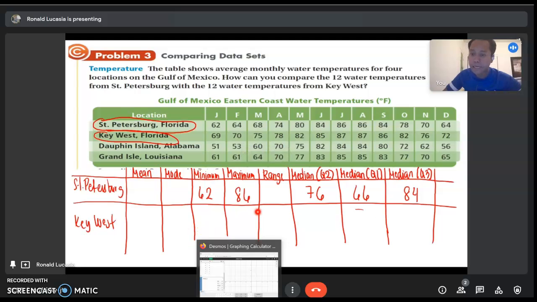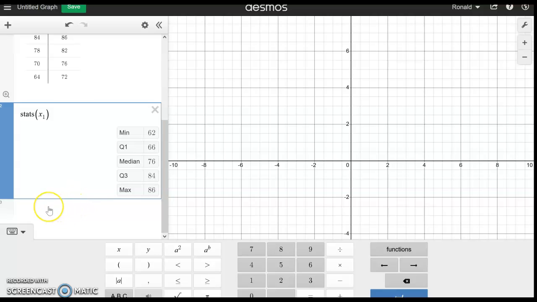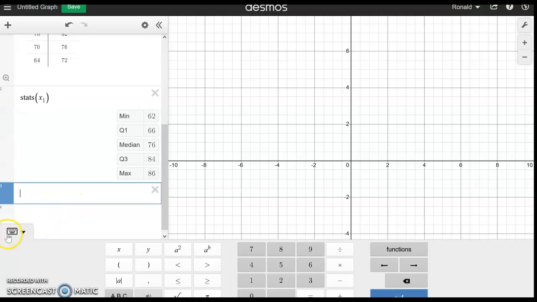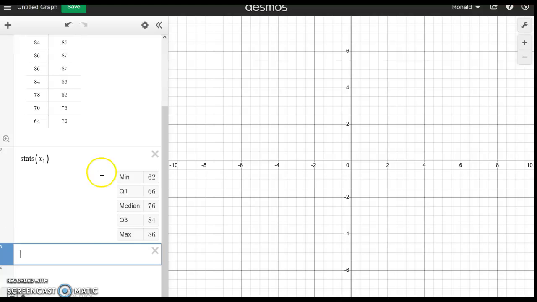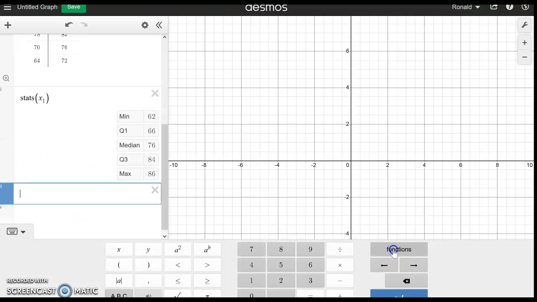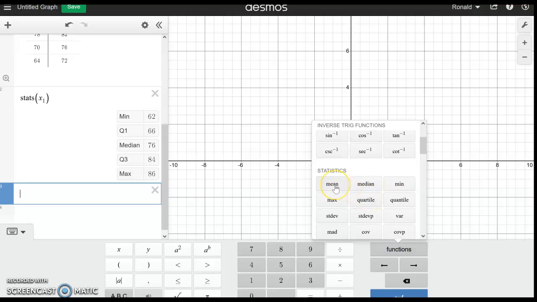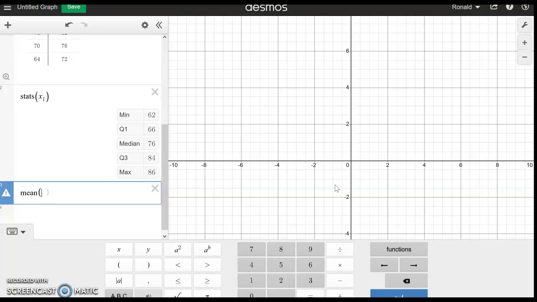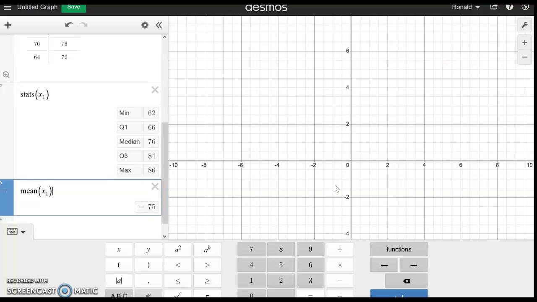Now we have to find the mean. So for the mean, just type here function again, and then there is mean here. Type X sub 1, so that gives you 75. Okay, for the mode, which is the most frequent score, just look at the data here. Which of the following appears to be the most frequent score?